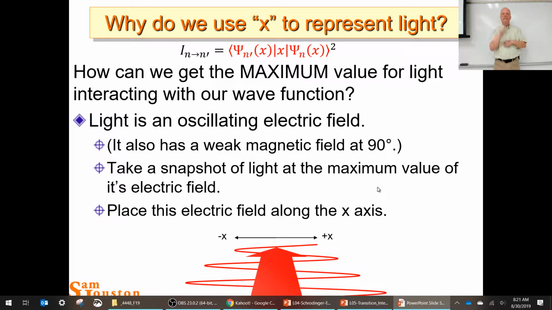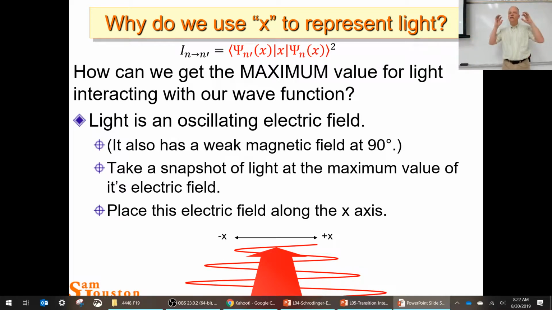All right, so it's this oscillating electric field that's going to interact with our charged particle. And we're going to put that on the x-axis because we only have one dimension in our particle in a box. We'll put that electric field as maximum as it can be on the x-axis, and we'll just use the x-axis because it has a positive side and a negative side. So the x-axis, mathematically, serves the function of the electric field in light. It has a positive end and a negative end. That's all we're using it for.